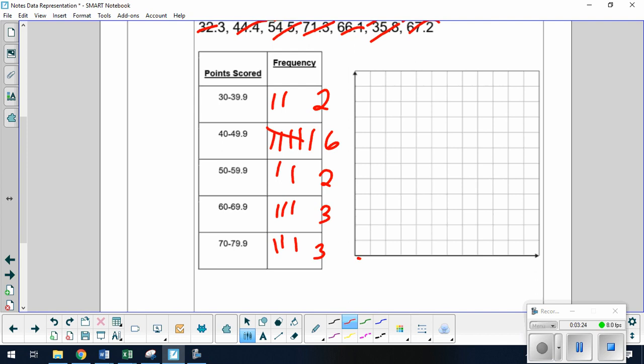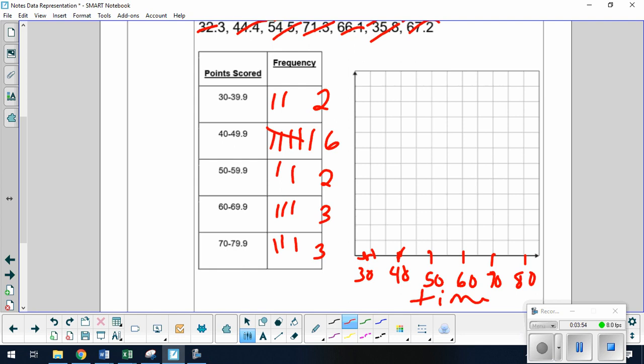Actually, I will. I'm going to say that I'm skipping a bunch, and I'm going to start at 30, and then 40. That's supposed to be right on the line there. And then 50, and then 60, and then 70. And I do need to go to 80 because that last one goes to 79.9. And then that is the time.